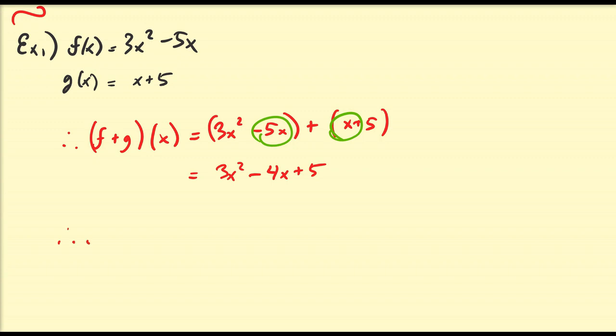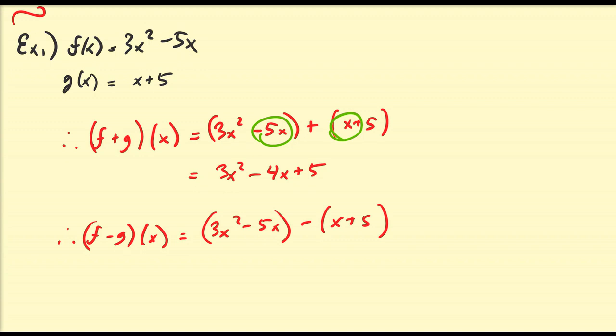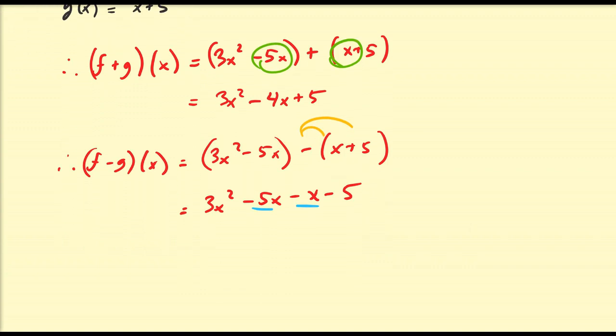So similarly, we can have f minus g of x. So this is going to be 3x squared minus 5x minus (x plus 5). It's important to use parentheses here when you plug into these functions so you don't accidentally miss the distribution of this minus sign. This is going to be 3x squared minus 5x minus x minus 5. And then we can combine like terms as we usually do. So this will be 3x squared minus 6x minus 5.